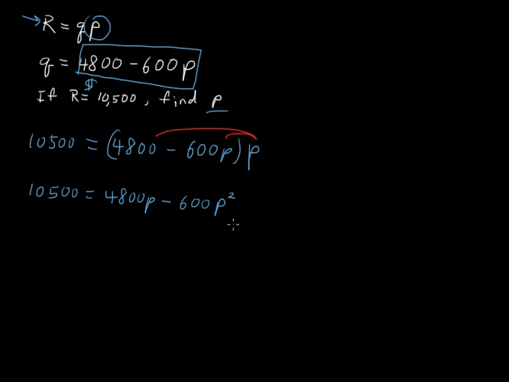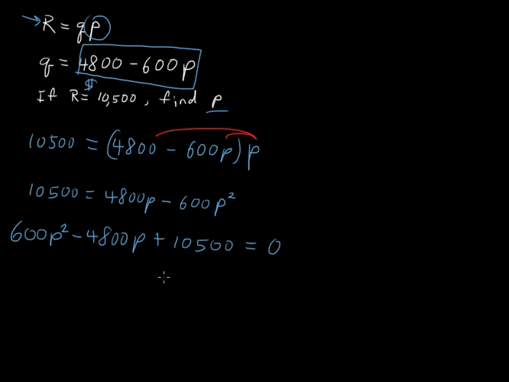Let's subtract the 10,500 from each side. Actually, no, let's do the other thing. Let's subtract 4,800P and add 600P squared to each side so that we have everything equals 0, because that's how we solve a quadratic equation. And next, let's see what we have. We get 600P squared minus 4,800P plus 10,500 equals 0.